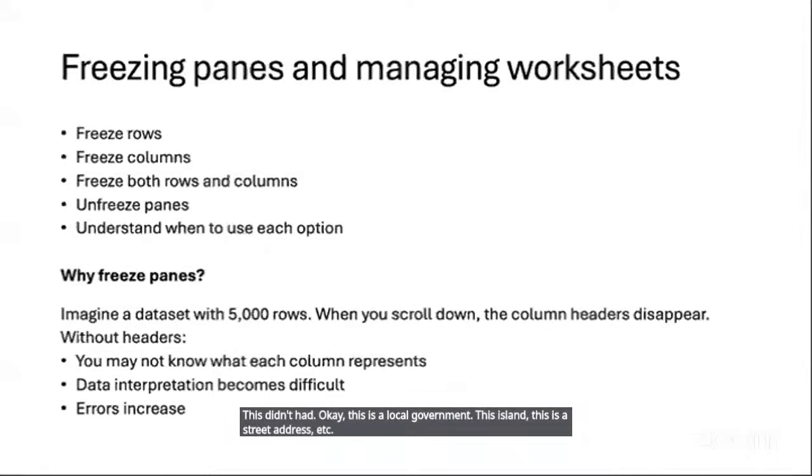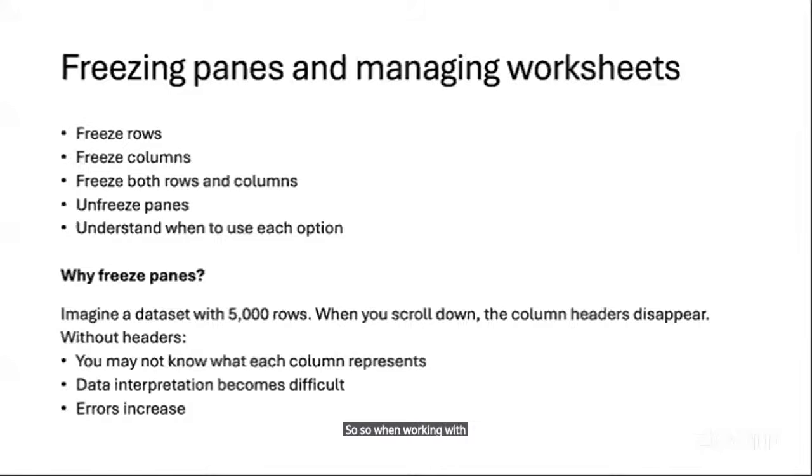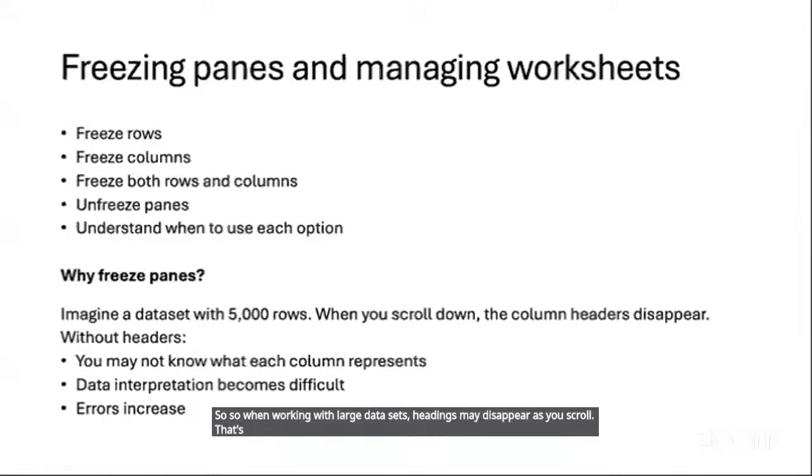So when working with large data sets, headings may disappear as you scroll. That's the takeaway: freezing panes keeps specific rows or specific columns visible while scrolling.